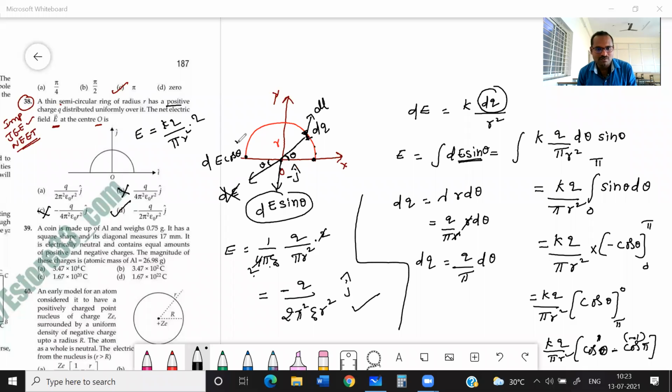Sir, some students will ask, sir, what about dE cos theta, sir? Yes, if you keep cos theta here and integrate it, what will you get? Yes, I am trying to show you that also. I will do it here.